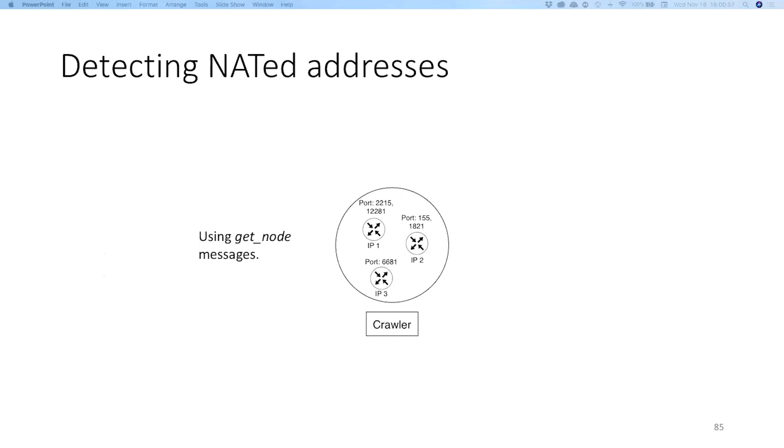In this example, we see that there are 5 users because there are 5 different port numbers which have been allocated to 3 different IP addresses. Now, the crawler is able to determine this by using the get nodes message, where it sends this message to identify users who are using BitTorrent. Now, in this case, we get two IP addresses that are being allocated to different users who may potentially be using the same IP address at the same time.